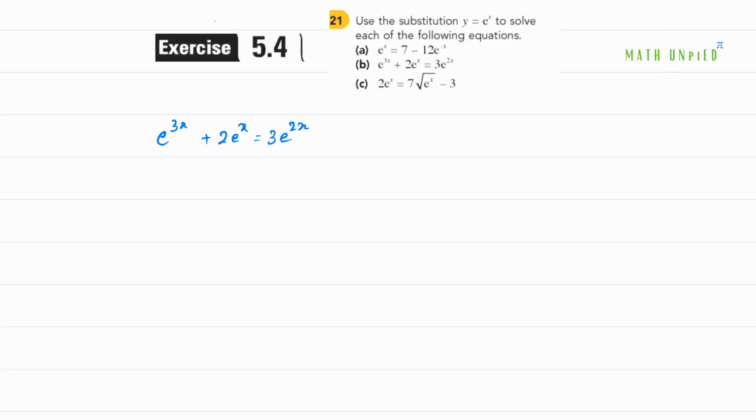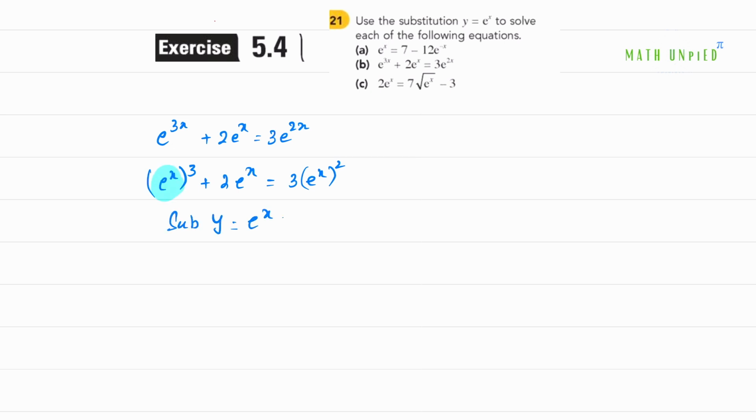Now let's do subdivision B. So this is e power 3x plus 2 times e power x equals 3 e power 2x. Now we can slightly modify this and write it as e power x raised to 3 plus 2 times e power x equals 3 times e power x raised to 2. So it will be easy for substitution, because we have to substitute y equals e power x.